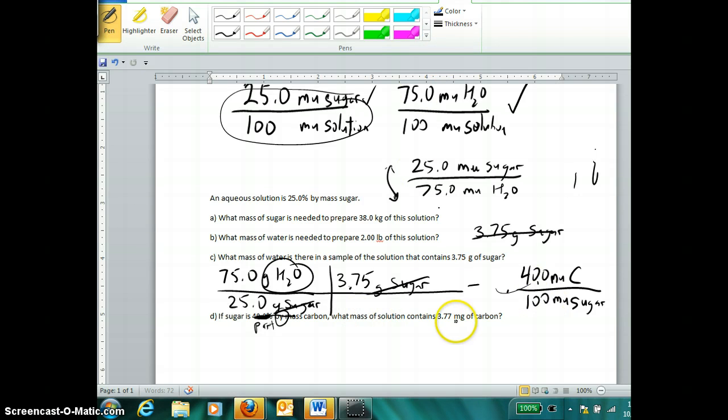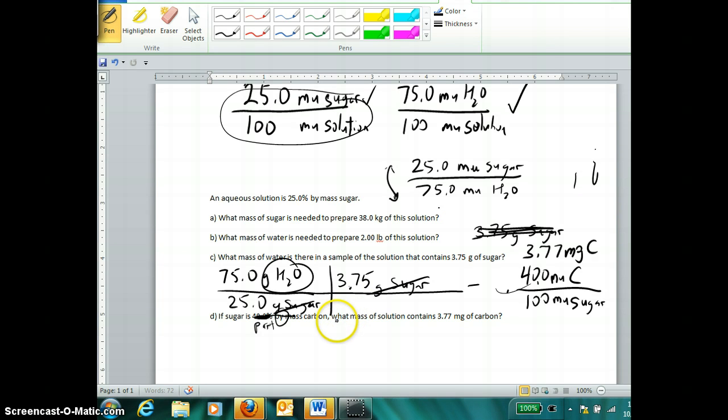But I do see another piece of information that needs numbers, units, and label. And that piece of information is 3.77 milligrams of carbon. Well, now that I have everything with numbers, units, and label, I follow the same procedure. I ask myself what quantity is being requested.